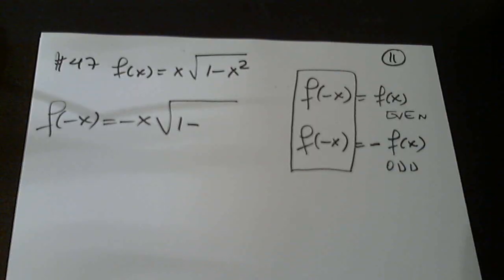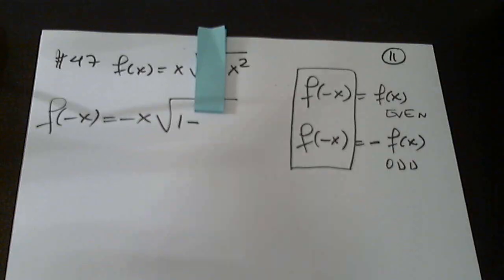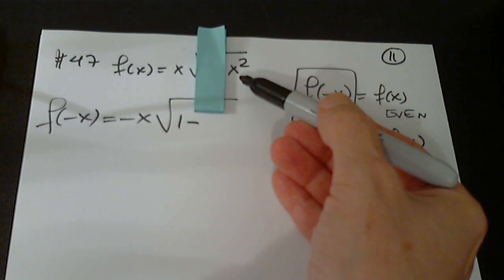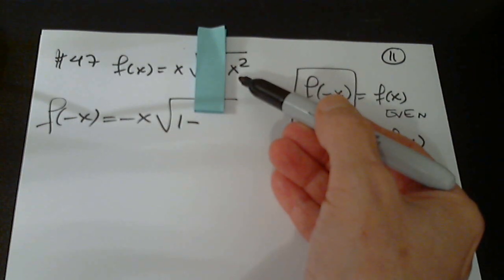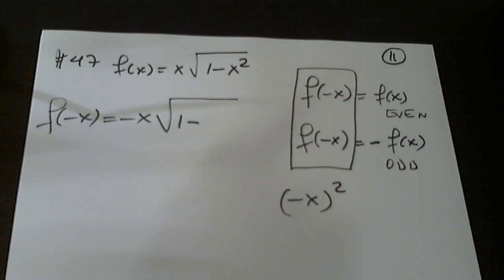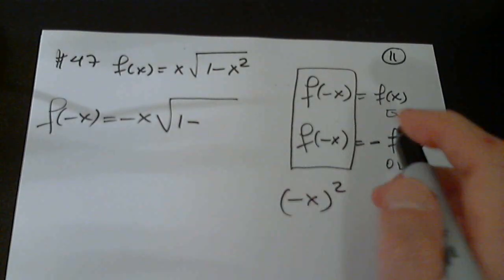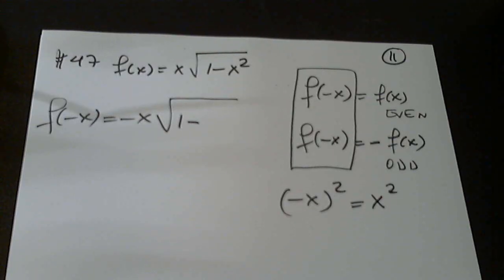The sign in front has nothing to do with anything. Can anyone plug in negative x in x squared and tell us the answer? Negative x and square it. What do we get? Negative 1 squared is 1, and x squared is x squared.